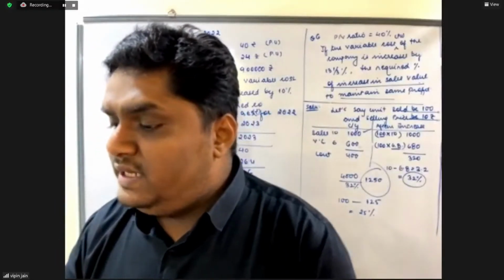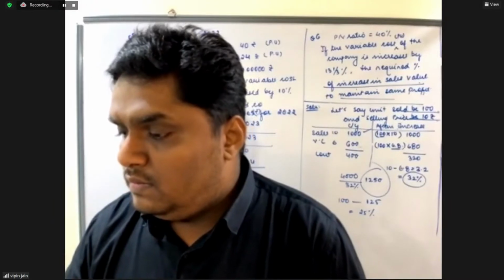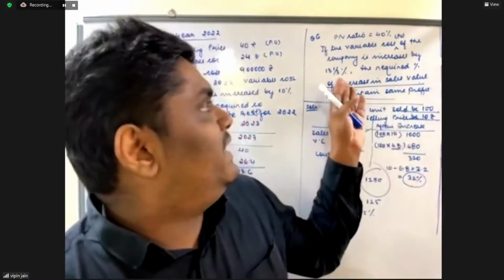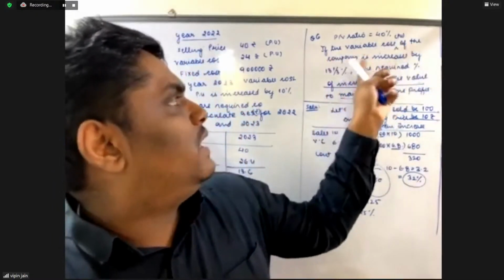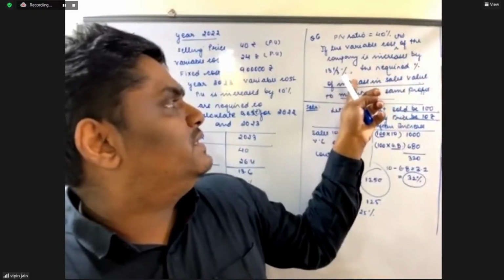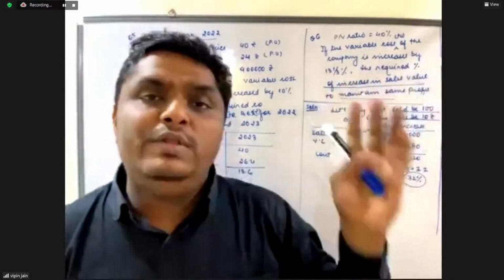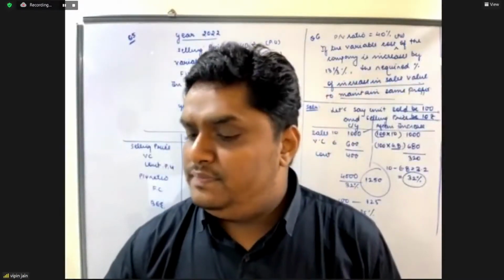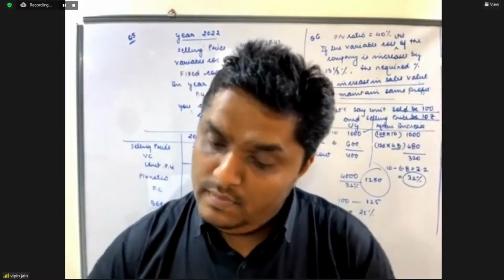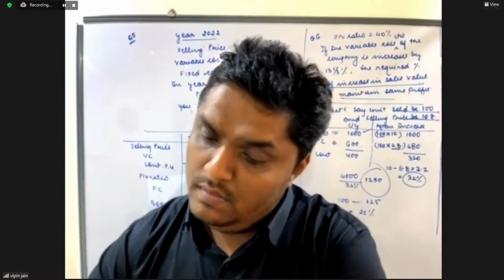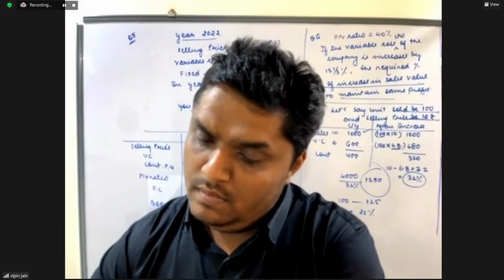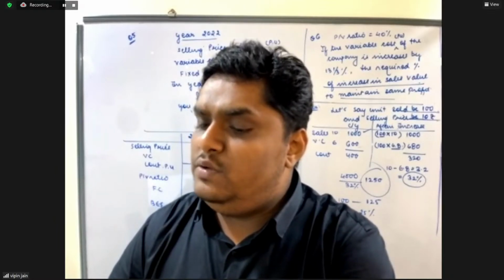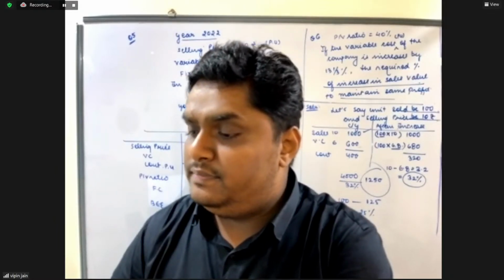In the previous question, it is increased. There is an increase in variable cost. See, if the variable cost of the company is increased by 13.33%, what is the percentage increase in sales units to maintain the same amount of profit? Six plus 13.3333%, you will get 6.8.